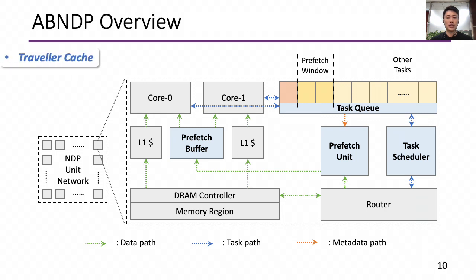ABNDP is built upon the baseline architecture. We propose two optimizations. The first one is Traveler Cache.